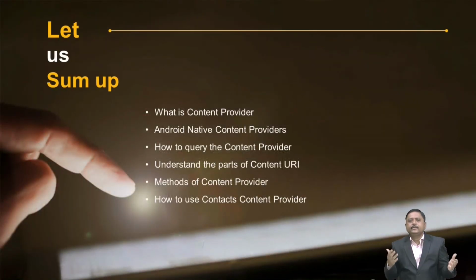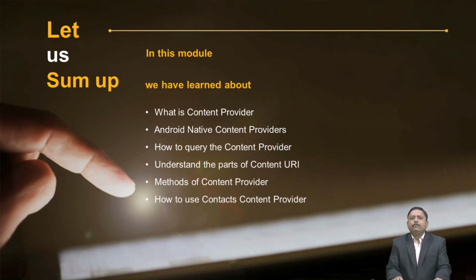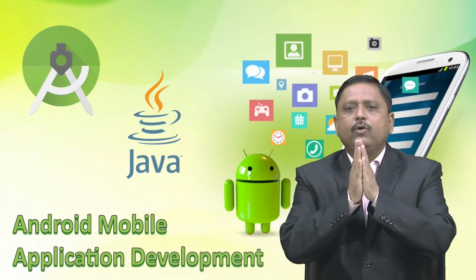So, friends, let us sum up. In this module, we have learned about content providers and Android native content providers. We have learned how to query the content provider, and we have understood the parts of a content URI, that is authority, path and ID. And we have also discussed the methods of a content provider and the steps to create and use our own content provider.